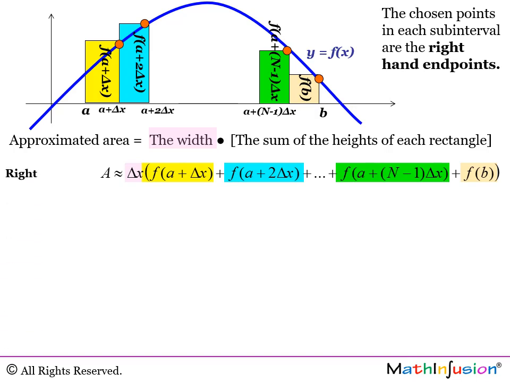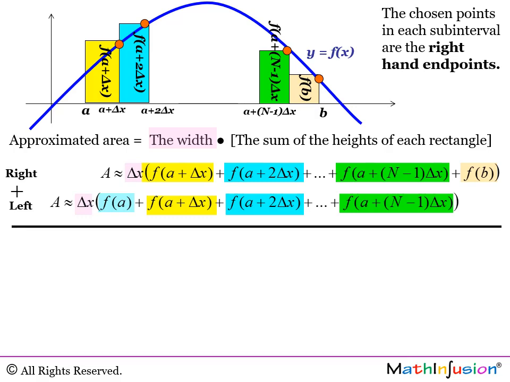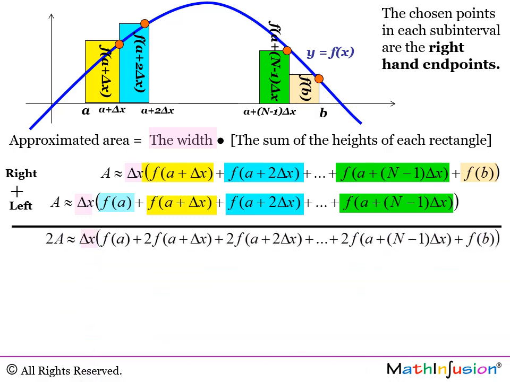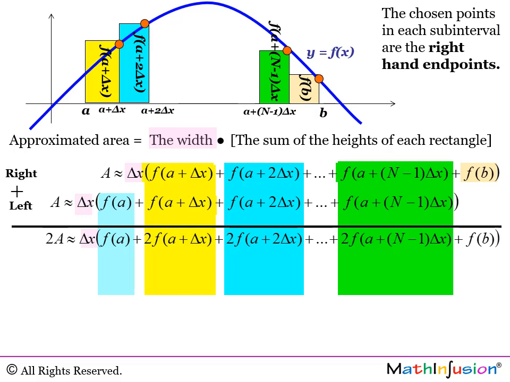Let's now write the approximation using the height of the function at the left-hand endpoint as before. We have that. Let's now add them up. On one hand, we get 2 times the area. On the other hand, we get delta x times f(a) plus 2 times f of each one of a plus whatever multiple of delta x, except the last one, which is f(b).